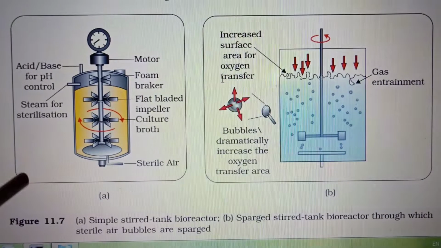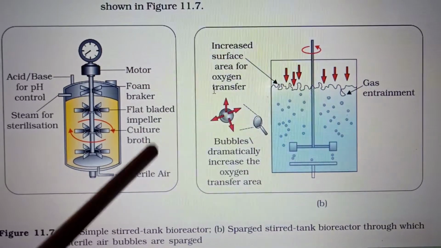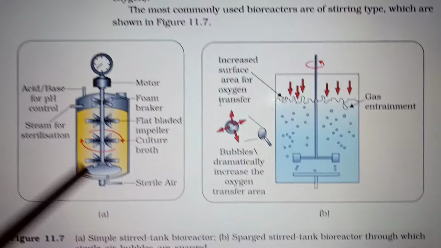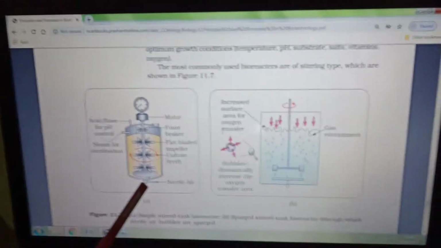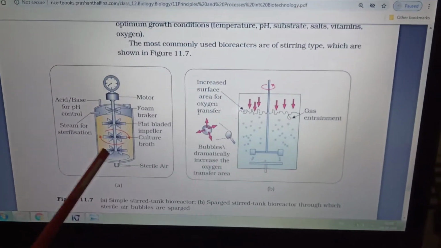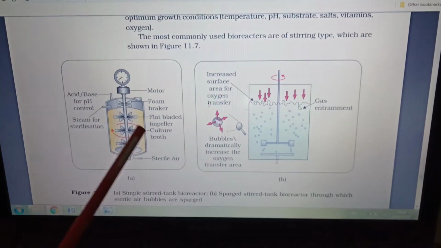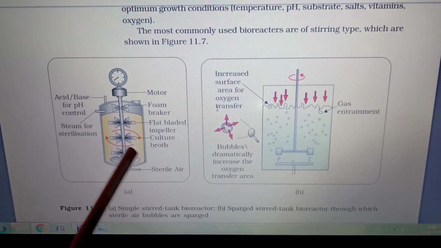The first one is the simple stirred tank bioreactor, and the other is the sparged stirred tank bioreactor. Here you can see the curved base. The curved base facilitates mixing and oxygen availability throughout the bioreactor. Apart from that, it has an agitator system to always give fresh air, an oxygen delivery system, a foam control system, a temperature control system, everything.